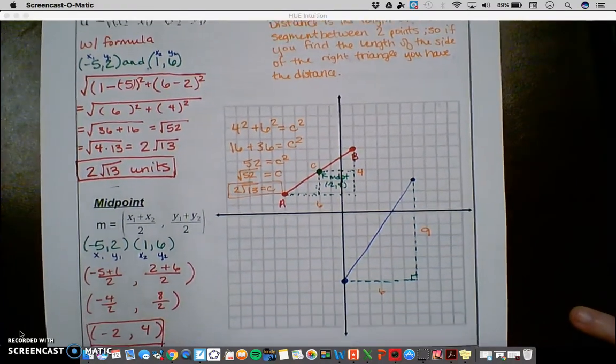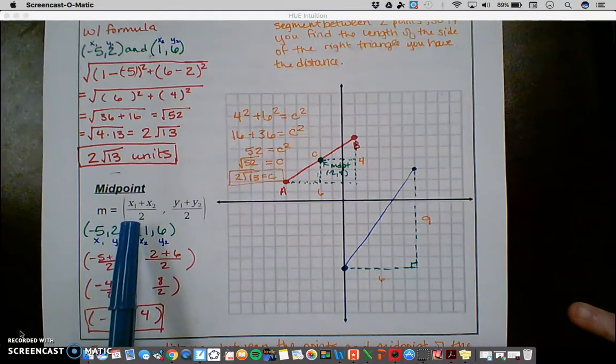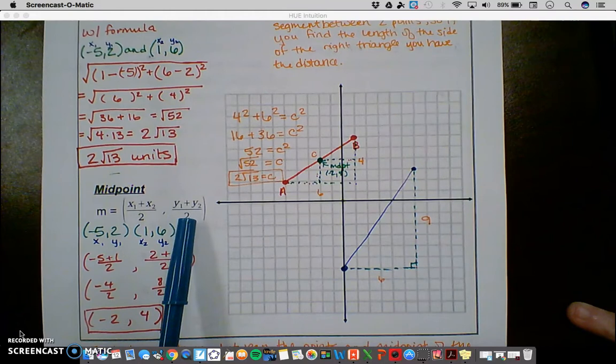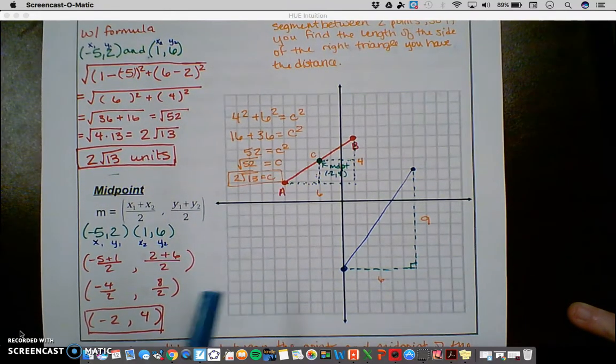And then using midpoint formula with those points -5, 2 and 1, 6, we're adding the x's and dividing by 2 and adding the y's and dividing by 2. And we get a midpoint of -2, 4.